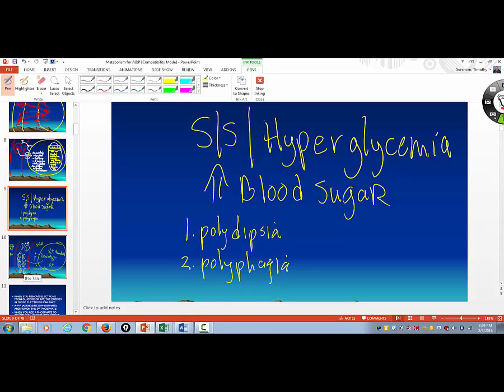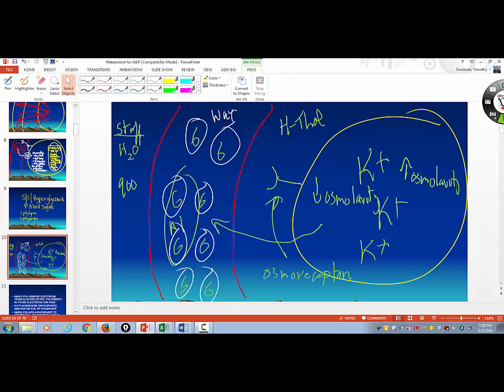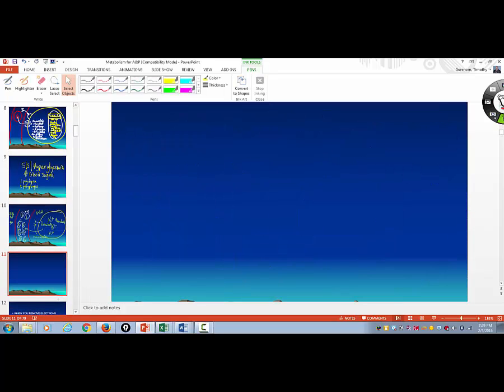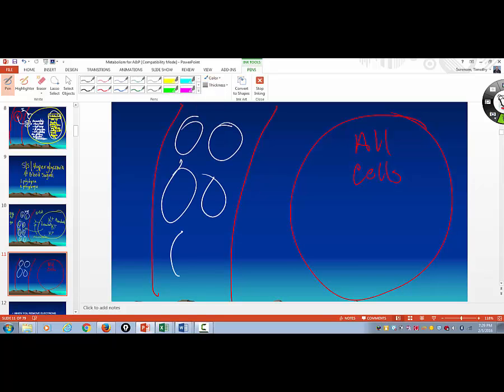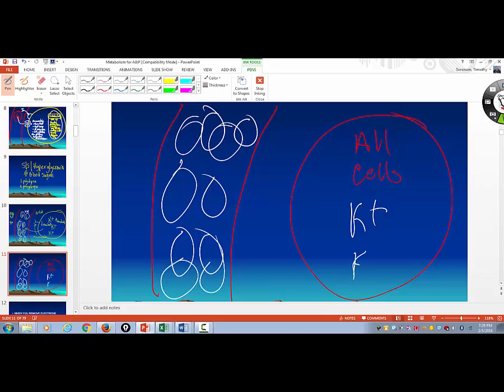And then finally, remember, your blood sugar is not just high in your hypothalamus, it's high all over. So all of the cells of your body are going to be exposed to this very high blood sugar, all your cells. So your blood sugar is going to be really high all over, 900 all over, right? And then you got some potassium in the cell, yeah?